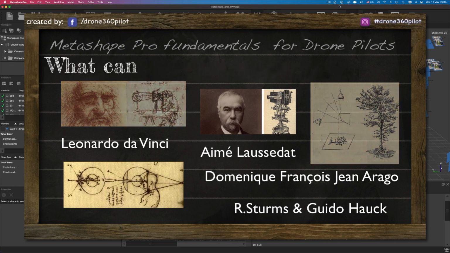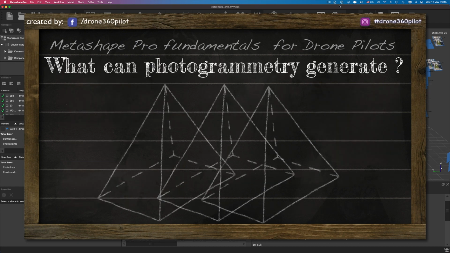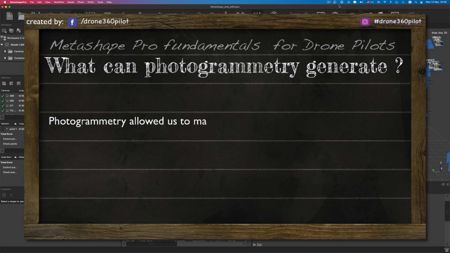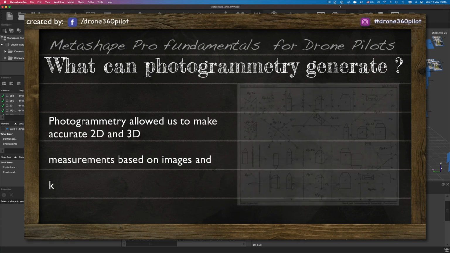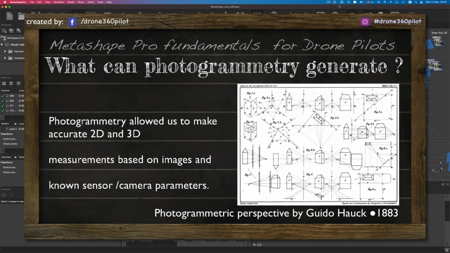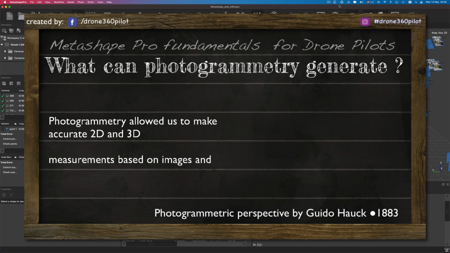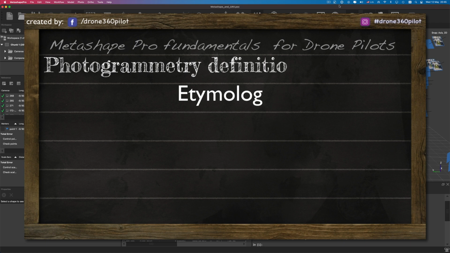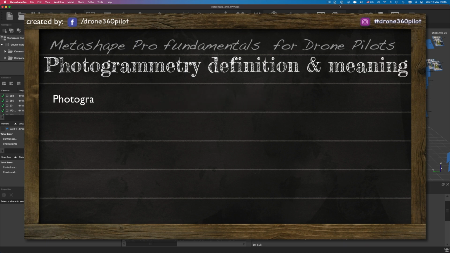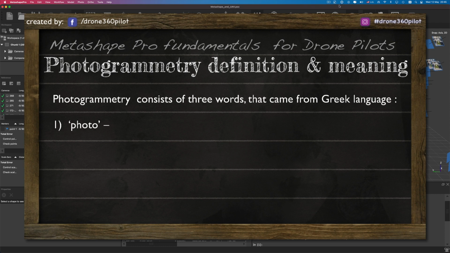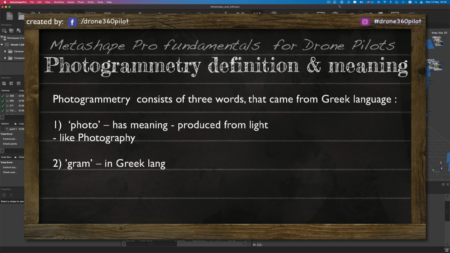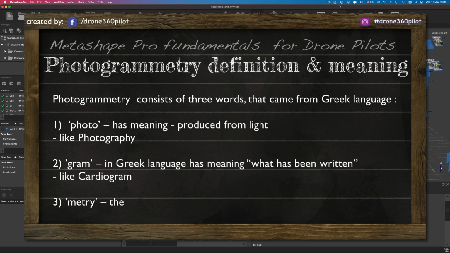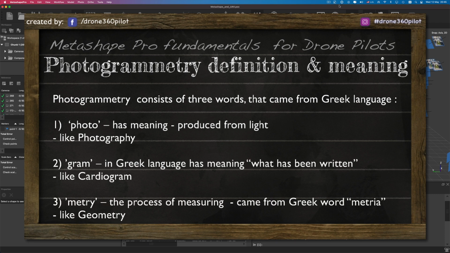Okay, and what can photogrammetry generate? The simple explanation is, photogrammetry allows us to make accurate 2D and 3D measurements based on images and known sensor parameters. What is the etymology, or in other words, the meaning or definition of the word photogrammetry? Well, briefly, photogrammetry consists of three words that came from the Greek language. Photo means produced from light. Gram in Greek means what has been written. Metry, the process of measuring, came from the Greek word metria.